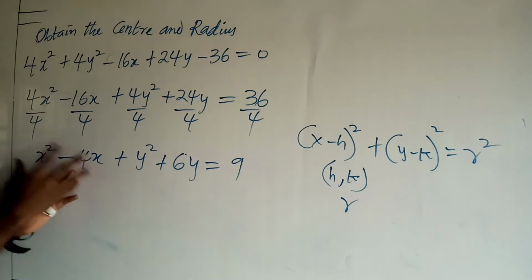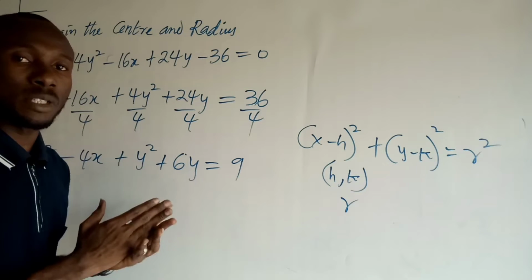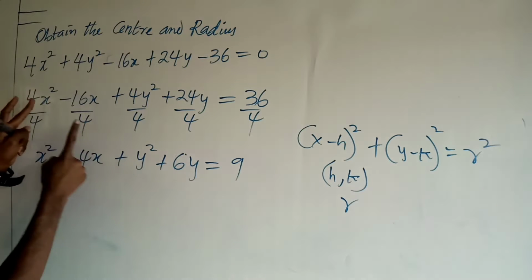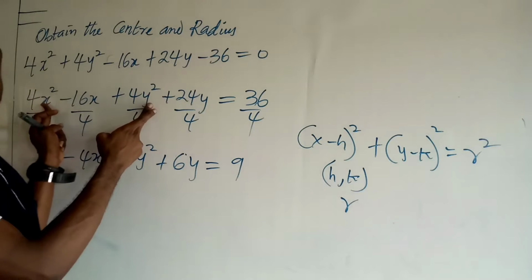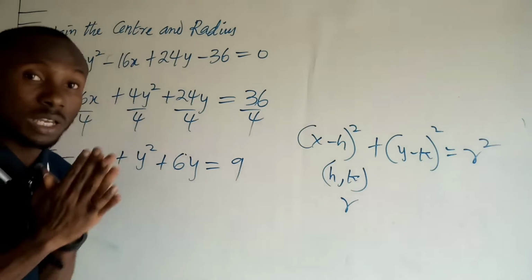So at this point, that's the first stage you do. When you want to complete the square, you make sure you divide both sides by the coefficient of x squared or the coefficient of y squared. That's the first step we need to do.